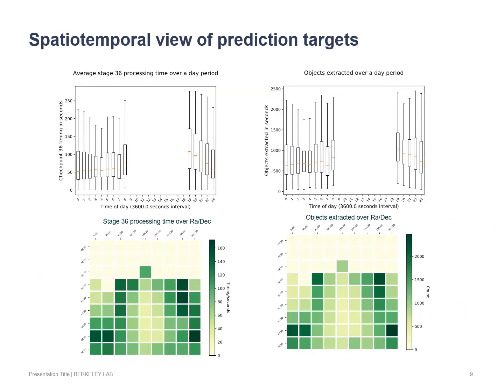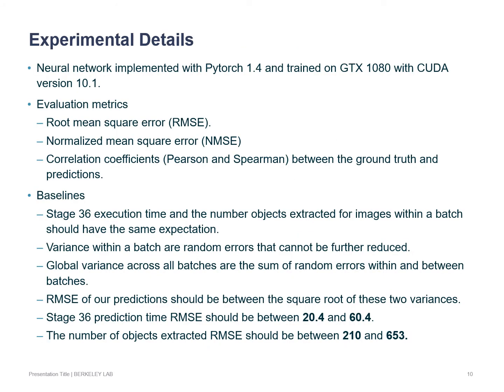We illustrate our prediction targets distribution along both spatial and temporal dimensions. It is evident that the processing time at different time intervals and spatial regions are not uniform. Thus, the spatial temporal features should help with the prediction accuracy because spatial temporal neighbors can provide extra information for our models. We evaluate our prediction models using the following settings.